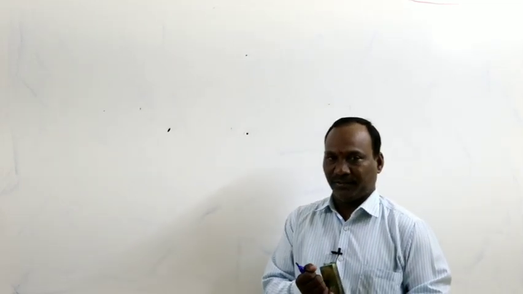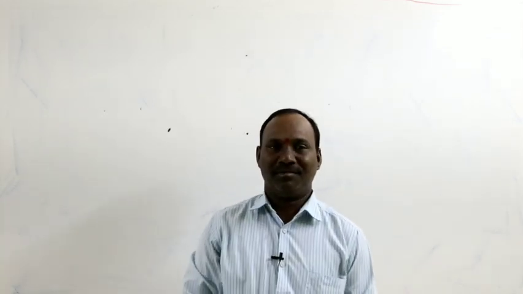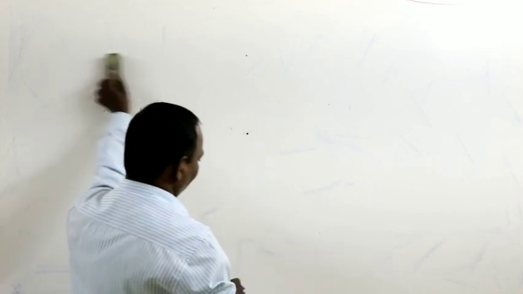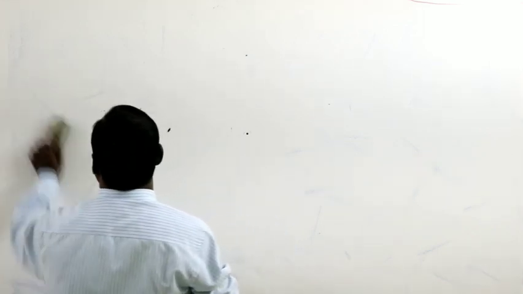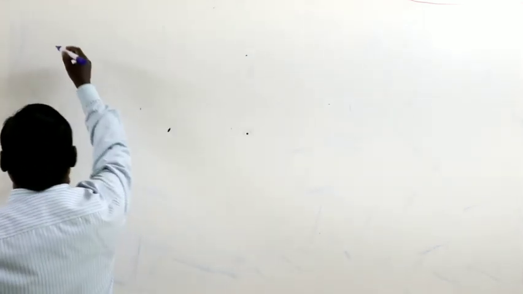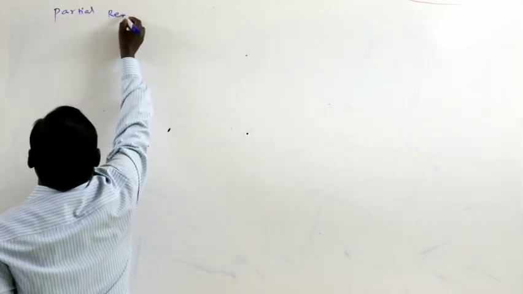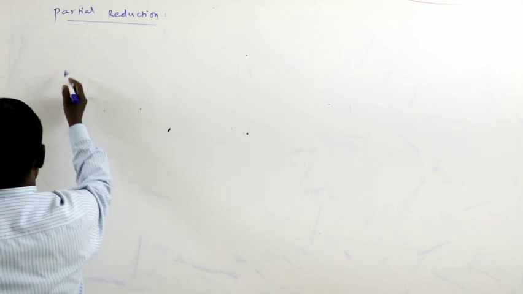Right. Chemical properties of nitrobenzene in the presence of neutral medium, acidic medium, basic medium, NaBH4, glucose, lithium aluminum hydride. So after that, partial reduction of nitro compounds.